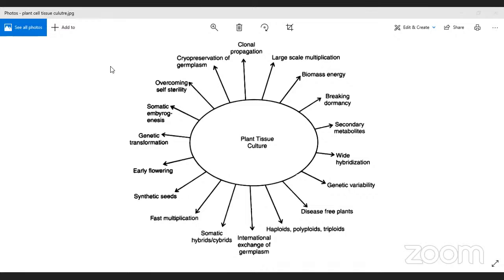Next, saffron. Saffron is extracted from the plant Crocus sativus, and saffron is used in the food industry as a coloring agent.